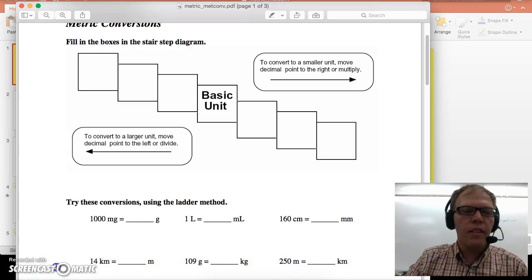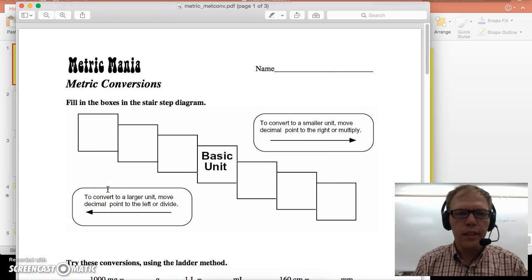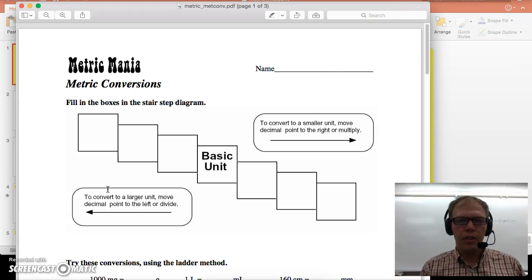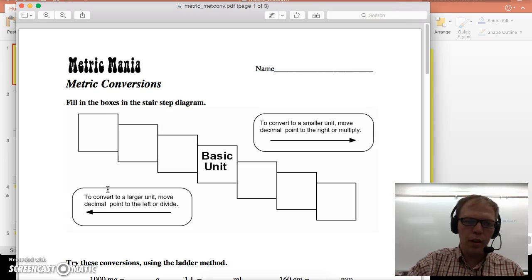If you have not done it yet, you need to print out this document right here. It says Metric Mania and it's metric conversions. If not, head on over to the Moodle site and print this document out and make sure you are ready. So pause this video if you have not.